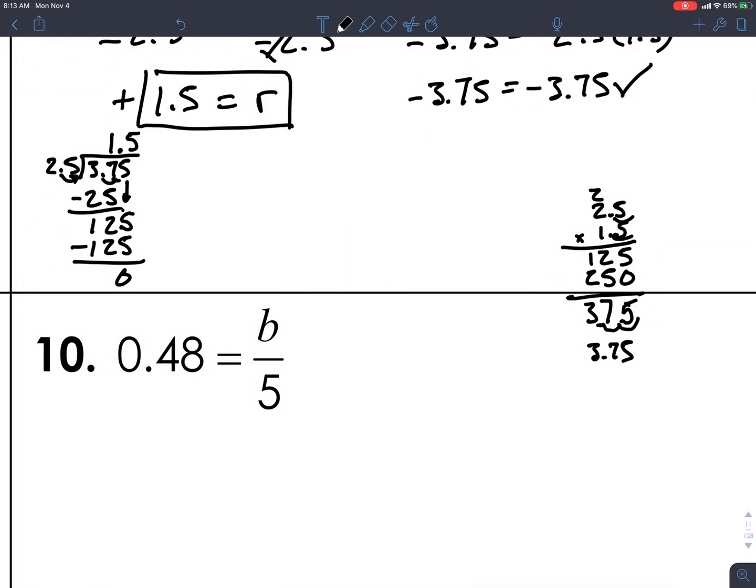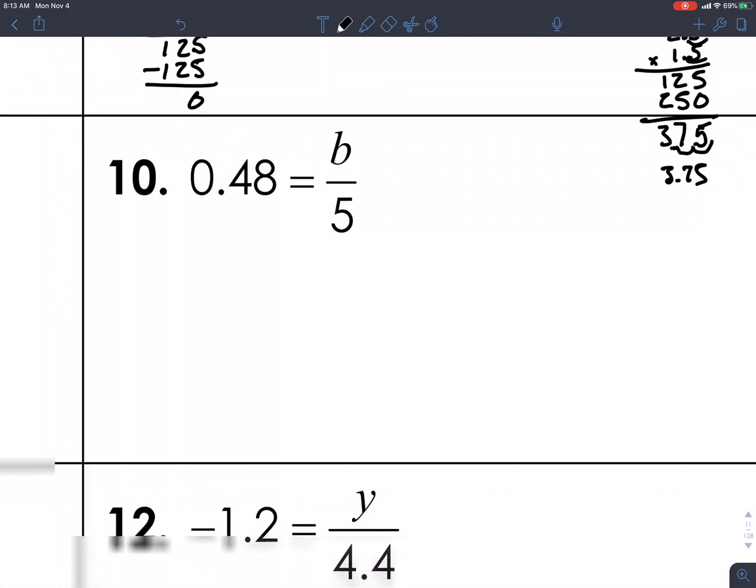Let's go on down here to number 10. Now, where's the variable? It's right there. It's b. What's being done to b? Division. That's b divided by 5. Fractions are little division problems. That's always going to be division. So what is the opposite of dividing by 5? It's multiplying by 5. So all you have to do, put a 5 there, put a 5 there. 5 divided by 5 becomes 1. So all I have left on this side is b.